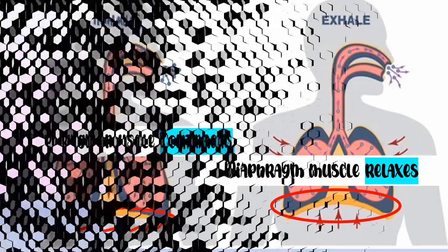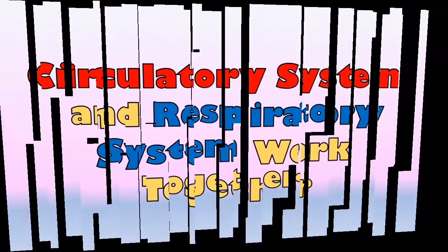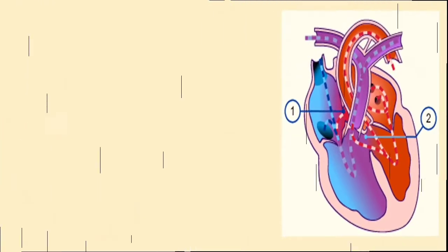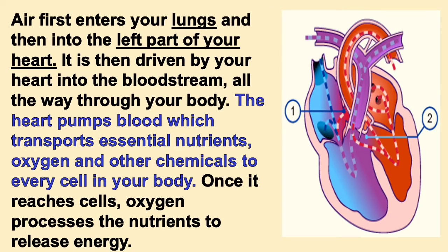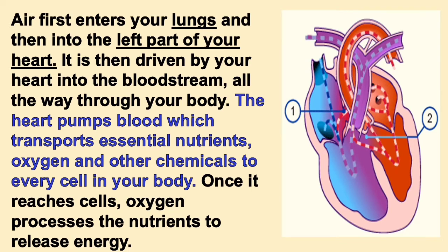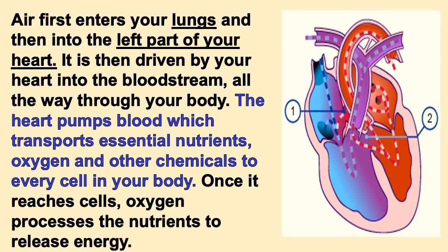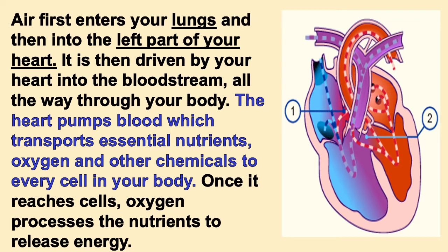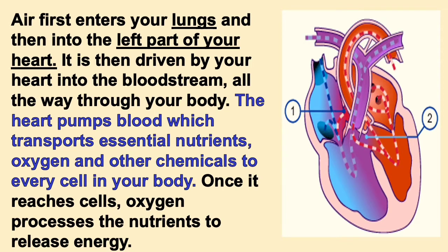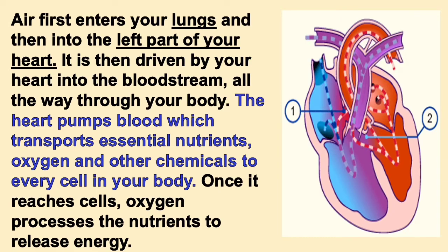Now let us proceed on how circulatory and respiratory system works together. Air first enters your lungs and then into the left part of the heart. It is then driven by your heart into the bloodstream all the way through your body. The heart pumps blood, which transports essential nutrients, oxygen, and other chemicals to every cell in your body.